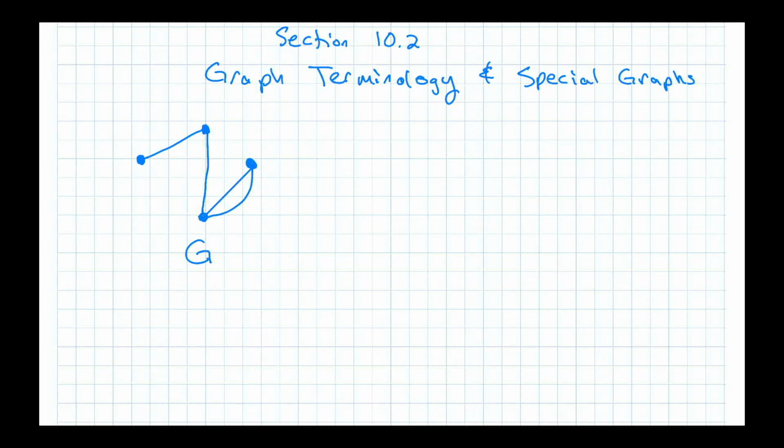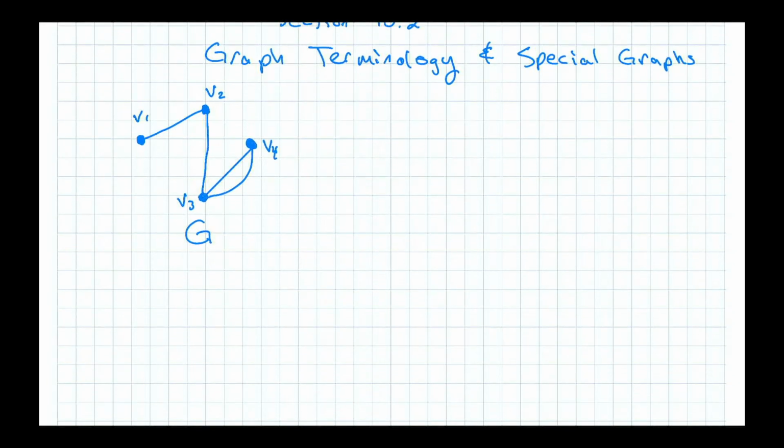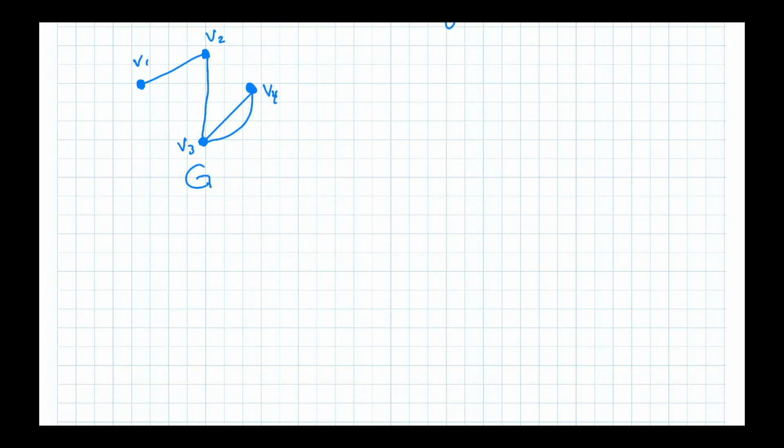So let's label the vertices here real quick. Let's call them V1, V2, V3, V4. All right, and just so we can have a graph to refer to when we're looking at these definitions, let's get started. We're going to start with graph terminology. Our first definition in this section, definition 1, is going to be for adjacent.